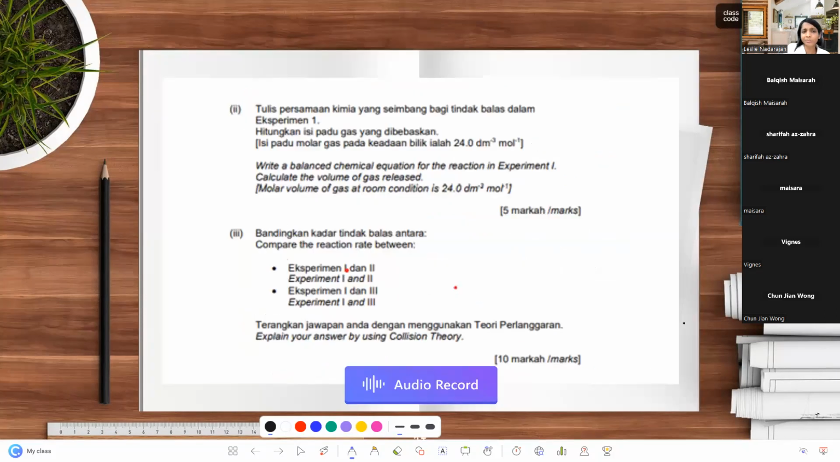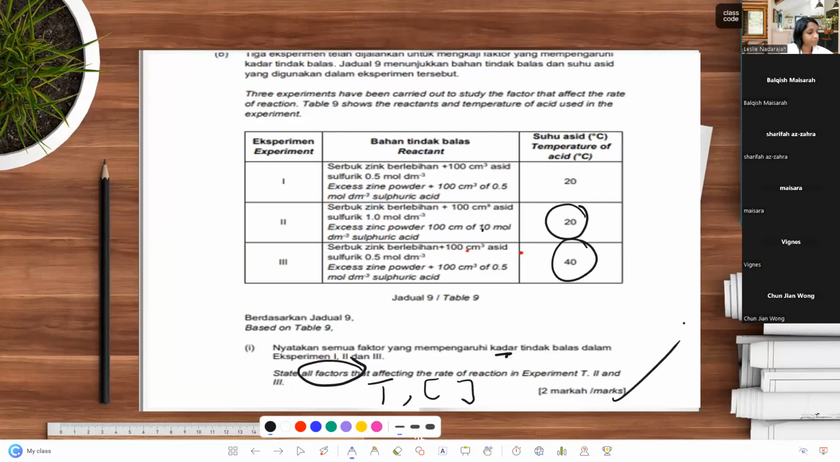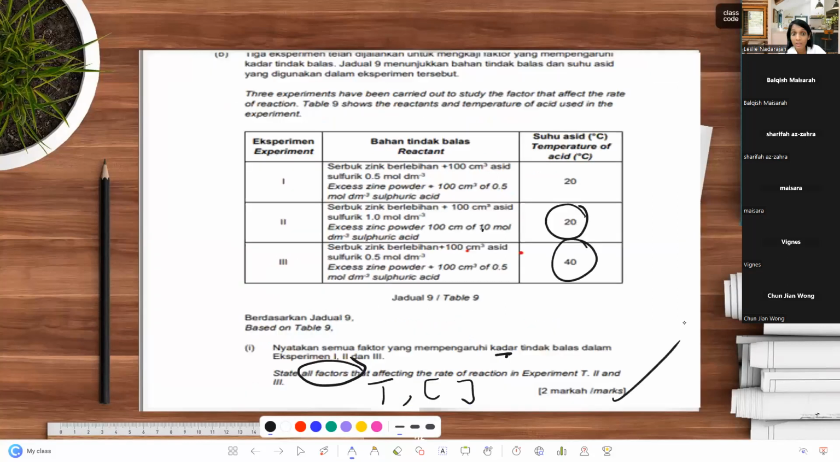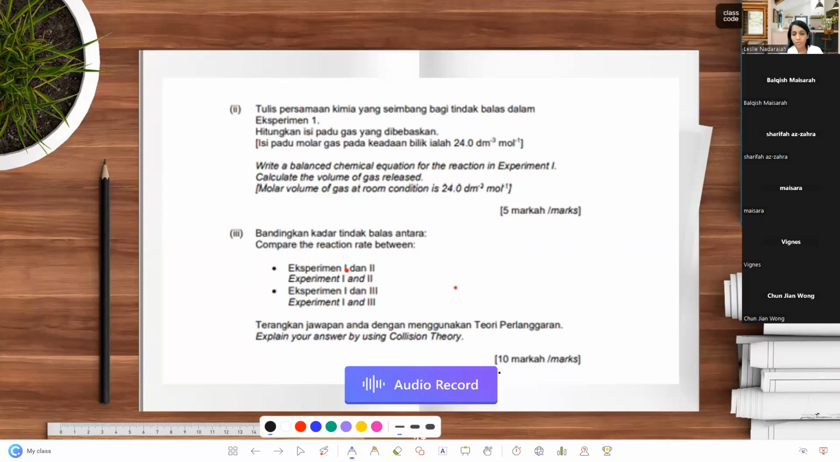This is a trial question that I took from Penang. Okay, this is a Penang question, which just came out as a trial. So now let's look. Write a balanced chemical equation for the reaction in experiment 1. What are we doing? Do you see the same thing that you almost did just now? Is it zinc and sulfuric acid already here? Okay, so I'm going to do this.